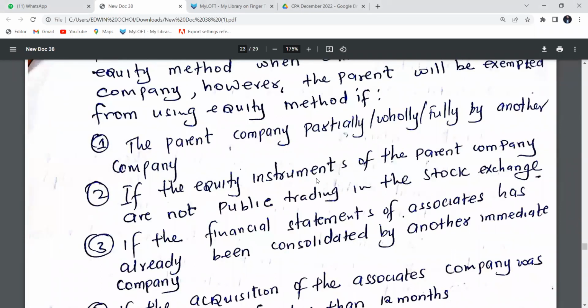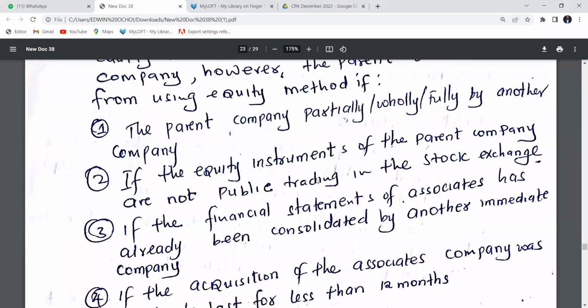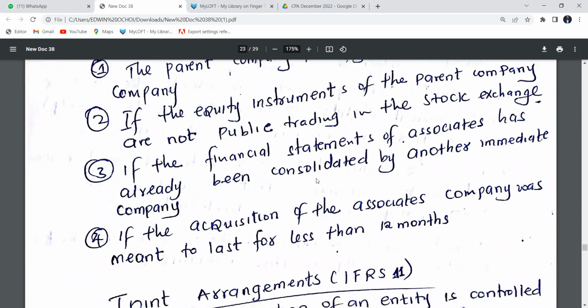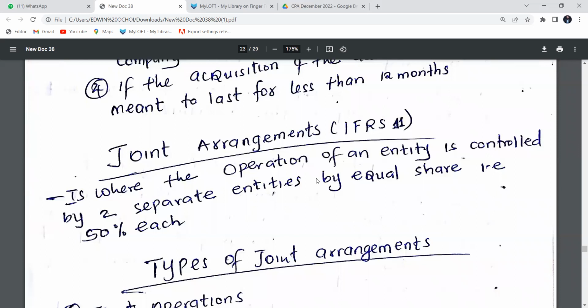The parent company is partly or wholly owned by another company. Equity instruments of the parent are not publicly traded in the stock market, that is, shares of the parent are not trading. Financial statements of the associate have already been consolidated by another immediate company. And the acquisition of the associates was meant to last for less than 12 months. So those are the exemptions.